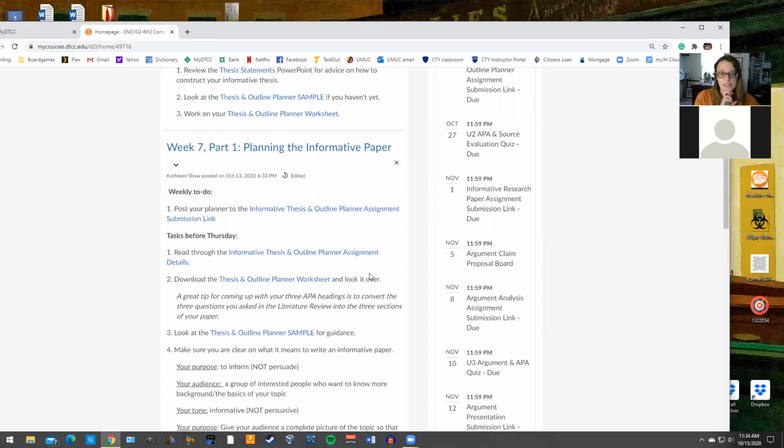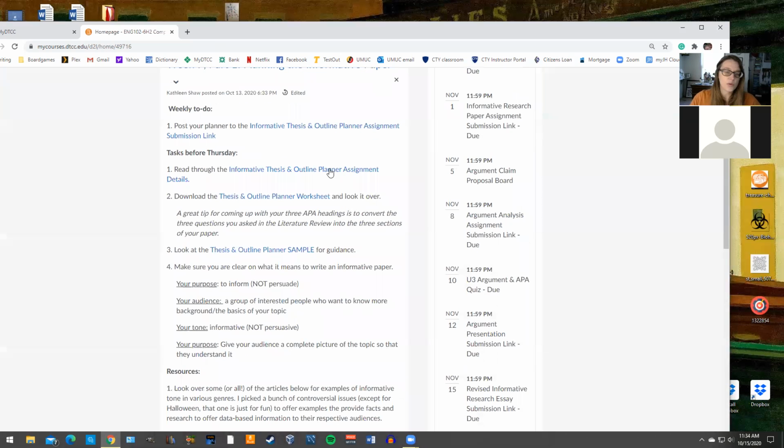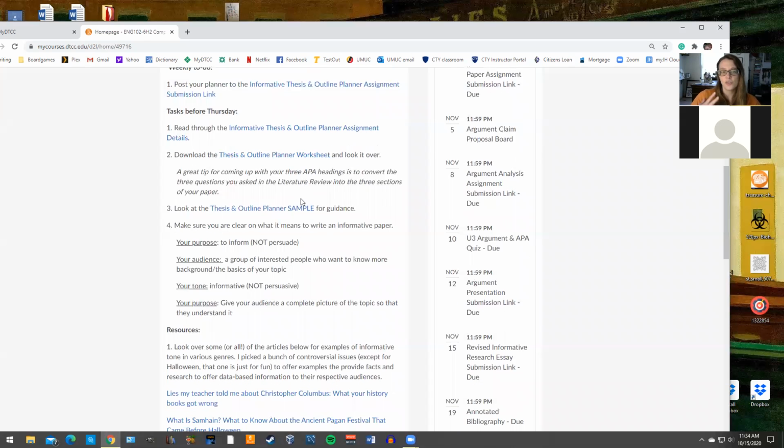If you look under week 7, part 1, planning the informative paper, in this little section I included what was due and a reminder to read over the details to make sure you understand what you're doing. Here I have the thesis and outline planner worksheet for you to download, and I reminded everybody that one way to come up with the APA headings that are in the worksheet is to think about answering the questions that you already asked. I'm going to walk through doing that in a minute with my own planner.